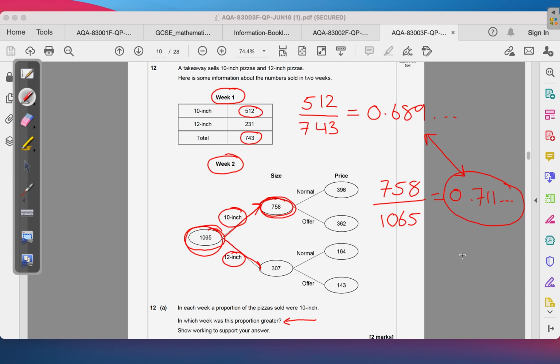Then we compare these two numbers, and we can see that there's a greater proportion of 10-inch pizzas sold in week 2 than in week 1, because this number here is bigger than this number here.